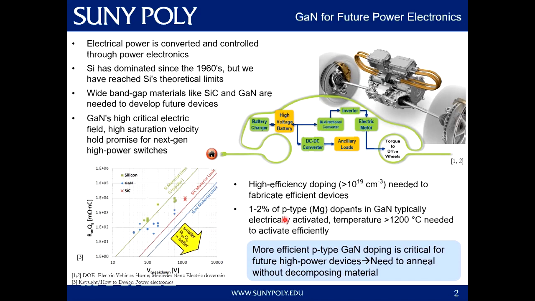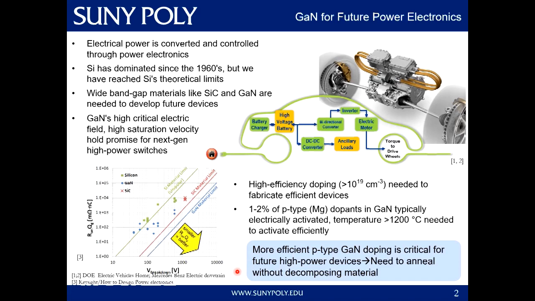However, in p-type dopants, typically only 2% of the p-type dopants, in the case of GaN, magnesium, are electrically activated. And getting much higher than this requires temperatures in excess of 1200 degrees C. However, temperatures this high often lead to severe degradation of the material. So we need more efficient p-type GaN doping to achieve these future high power solid state electronics. And to do this, we need to develop annealing technology to activate the material p-type without decomposing it.